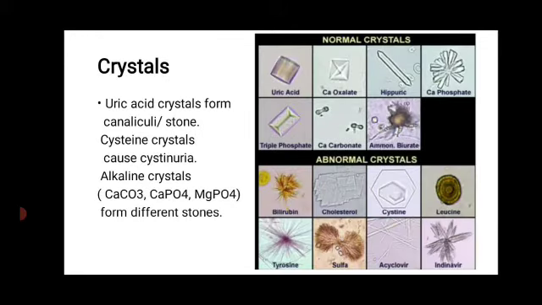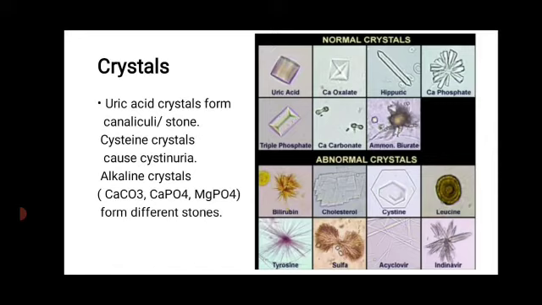Next, you can see different crystals in the urine sample under the microscope. Uric acid crystals form canaliculi or stone. Cystine crystals cause cystinuria. Alkaline crystals like calcium carbonate, calcium phosphate and magnesium phosphate form different stones. Here is the diagram showing the normal crystals and abnormal crystals, and how different crystals show their shape, like uric acid, calcium oxalate, calcium phosphate. These are the shapes of the normal crystals.